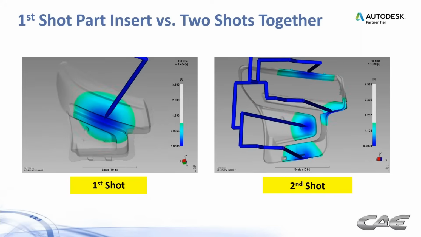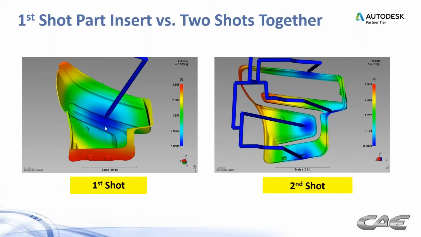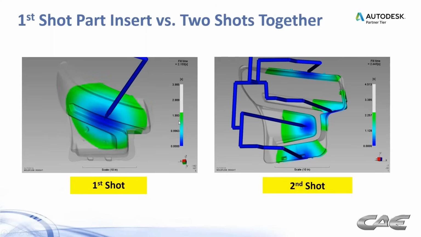So, ideally we'd have a better gate location for balance, which would probably be down in this gutter down here. But we can't do that because that's a visible area. So we can't have a gate vestige there. We have to put it on there.